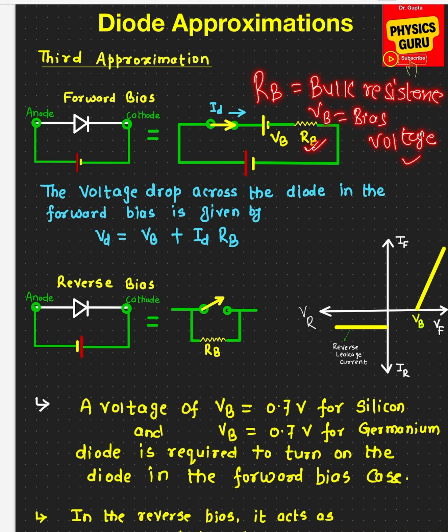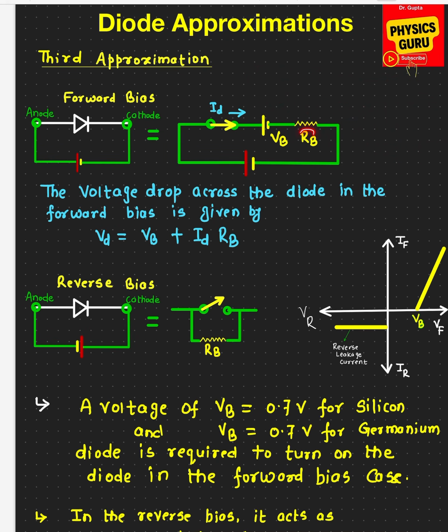So what does the bulk resistance mean? That means this is the resistance of the diode itself. Anything that is made of material must have some resistance, and that resistance is the bulk resistance, or we can call it the resistance of the diode itself. So in the third approximation, the diode can be viewed as a closed switch plus a voltage drop that we call the bias voltage plus the resistance.